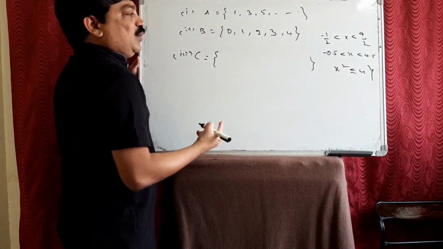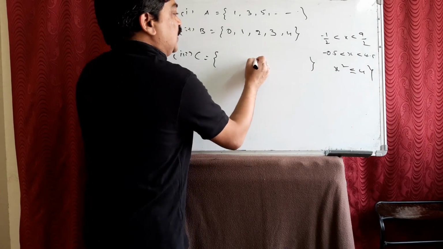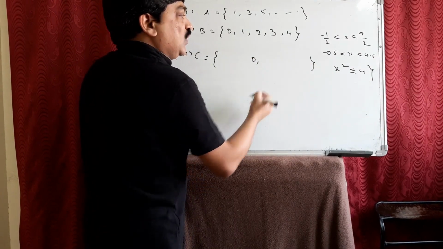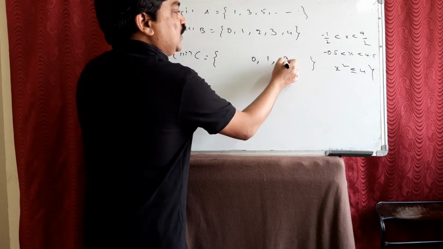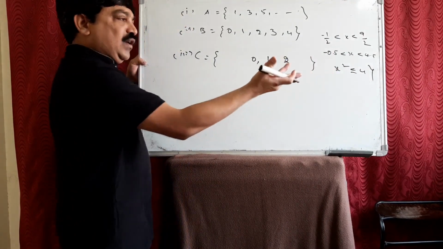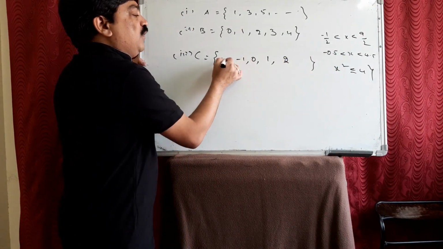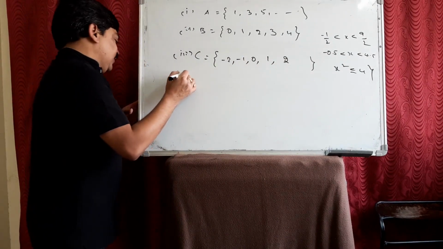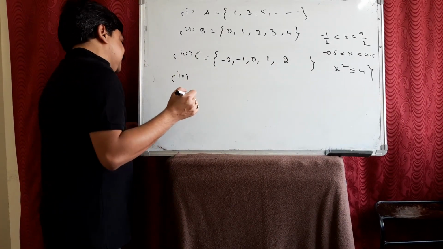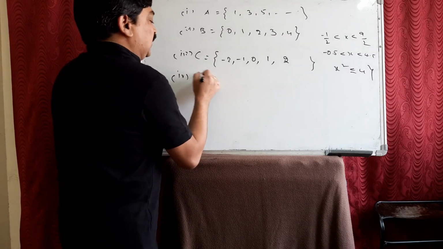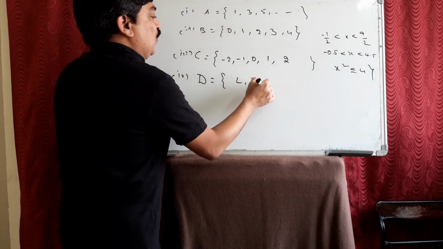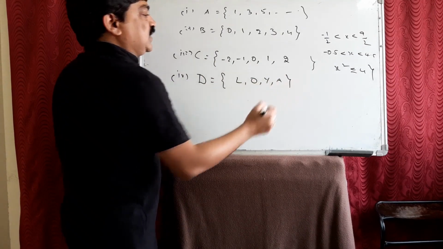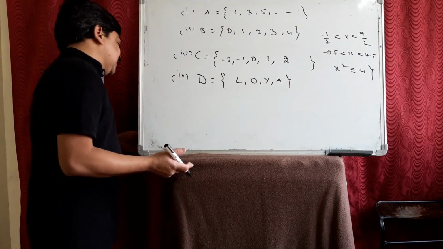Less than or equal to 4 means it should be up to 2. 0 square is less than or equal to 4. 1 square is less than or equal to 4. 2 square is less than or equal to 4 is there. But we forget to write this. Be careful. Okay. Fourth. X is a letter of the word loyal. Loyal. L, O, Y, A. That's it. Because L should not be repeated.